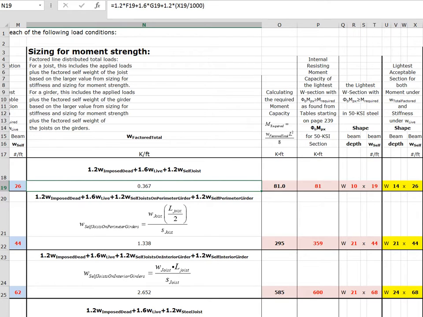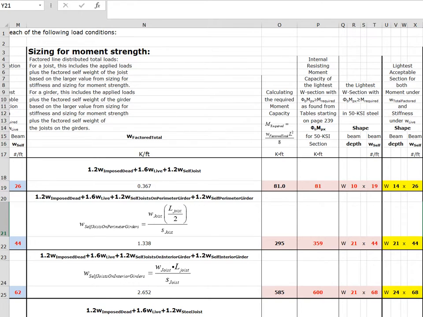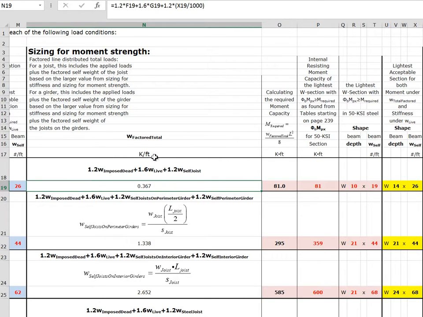So we have built into this whole system our iteration process, but it's almost never significant, as I said, because first of all, the self-weight of the beam is a small part of the total load, and second of all, we've already got a pretty good estimate for the self-weight, which is based on the stiffness over here. All right, so that's how we calculate the self-weight for the imposed dead load factored, the imposed live load factored, and the self-weight of the beam factored.